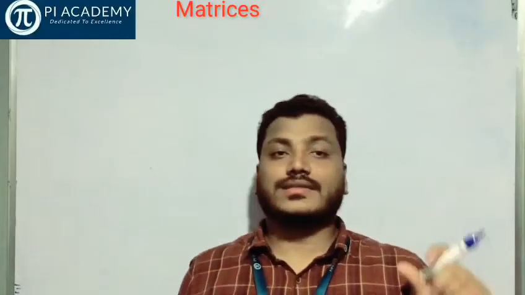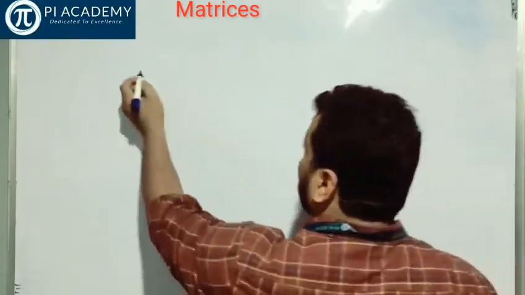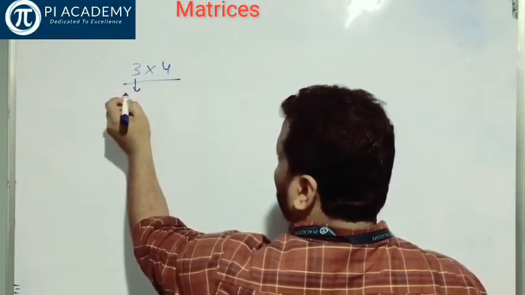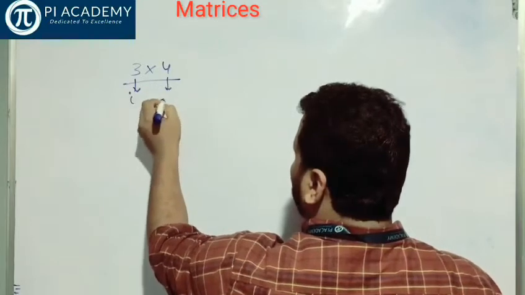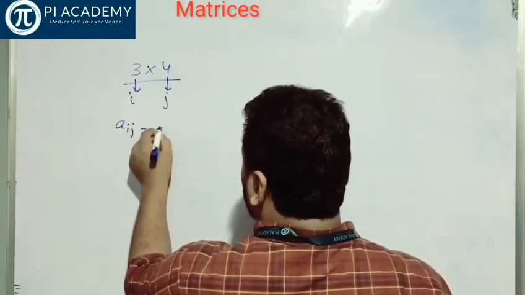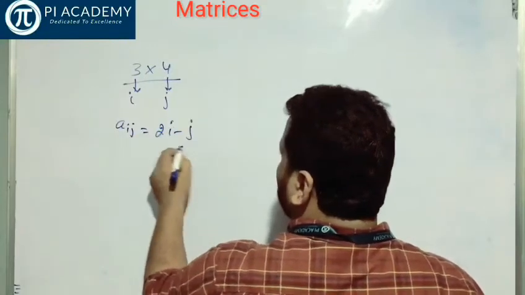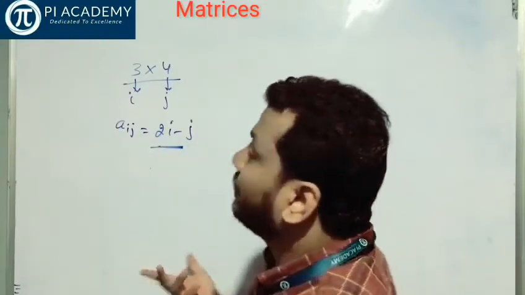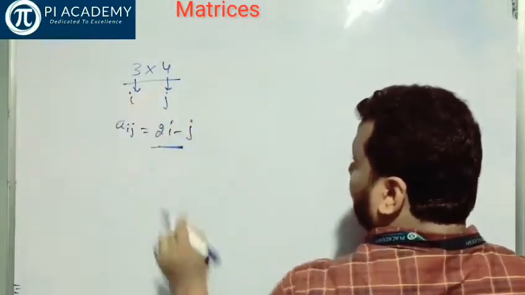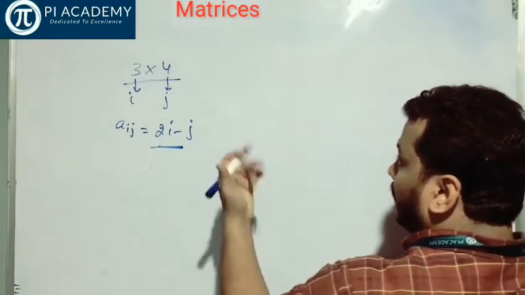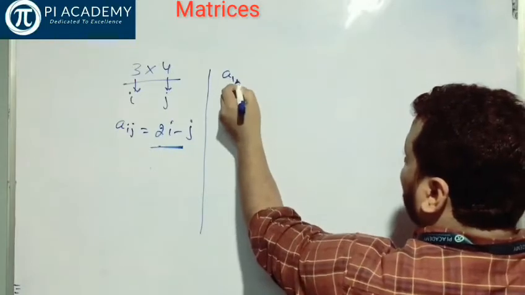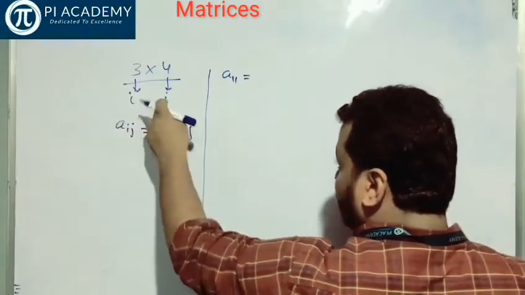Now we'll see how to construct a matrix. Like if they give you, construct a matrix A which is 3 by 4, then the rows are 3 and the columns are 4. Let them give a condition, Aij equals 2i minus j. Now you have to form the 3 by 4 matrix. You can take 1, 2, 3 as the rows and 1, 2, 3, 4 as the columns. So here we can start with 1, 1 in first row, first column.